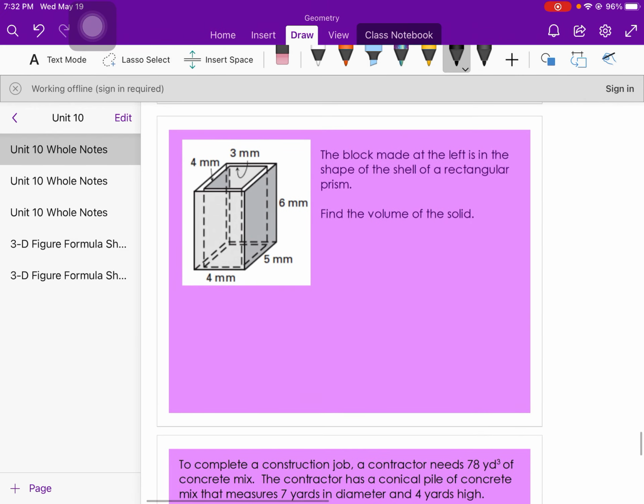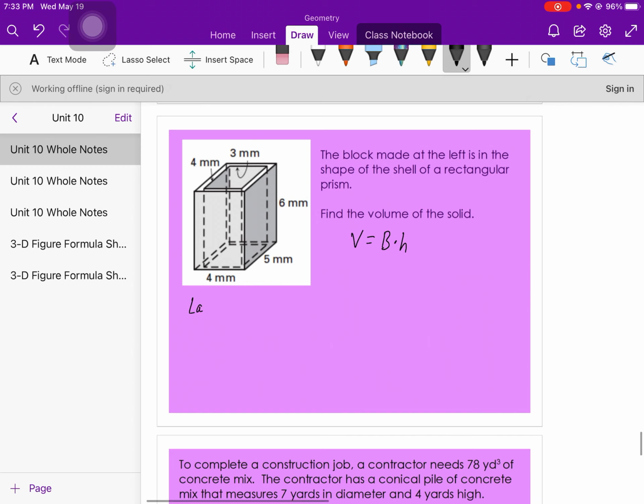Now this problem should look familiar. We actually have done a couple problems like these in the homework. The block at the left is the shape of a shell of a rectangular prism. So we want to find the volume of the solid. Now we're thinking about, notice there's empty space inside of the whole box. So the rectangular prism has some space that isn't included. So what we want to do, since we're talking about volume, our formula is base area times height. In this case, we just have to calculate it for two separate rectangular prisms.